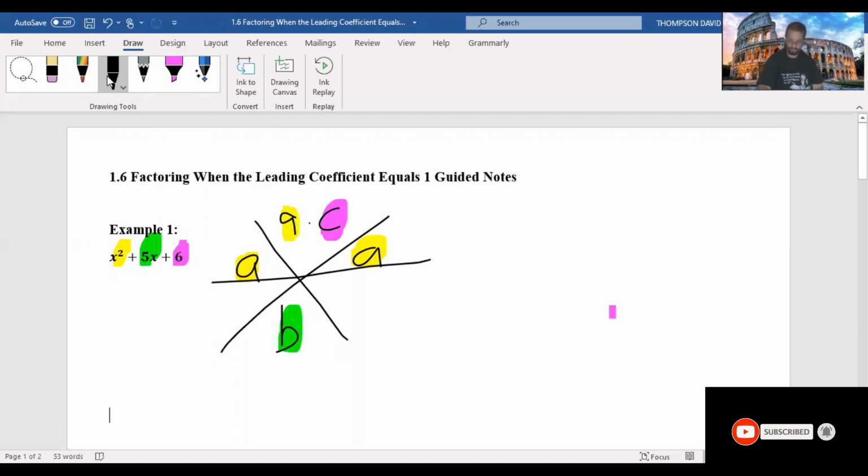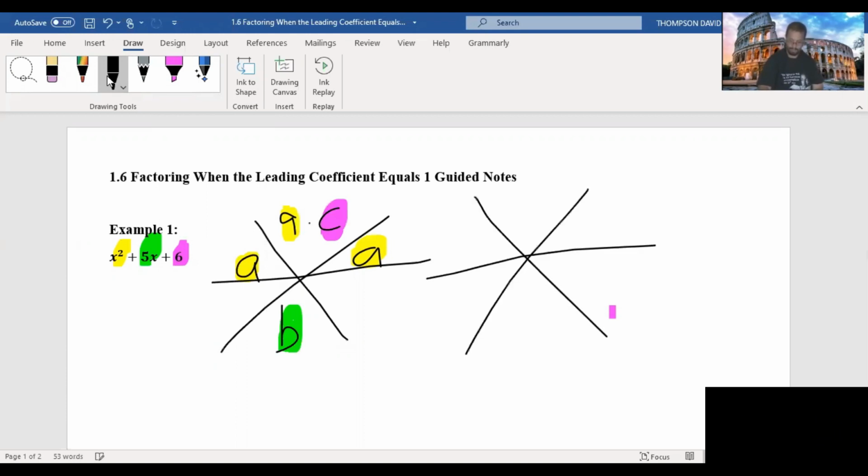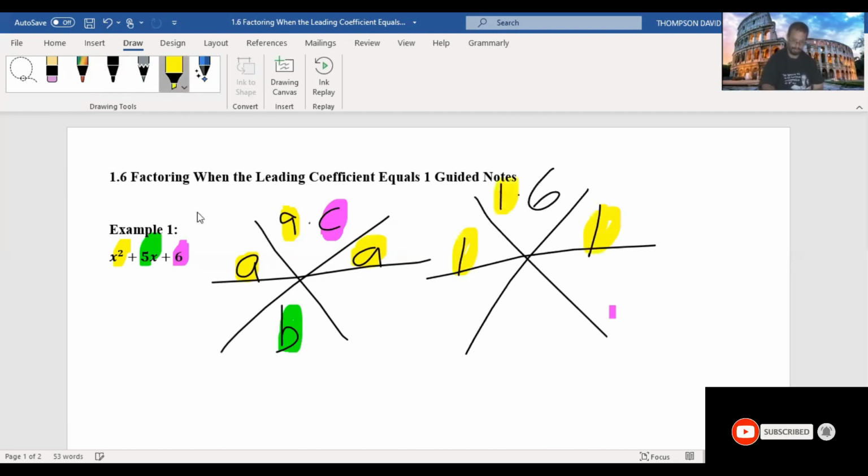So now we're just going to fill everything in. Since there's nothing in front of x squared, that will automatically be a 1. Let's highlight that in yellow. And we have one more 1 to fill in. So that would be 1 times 6. And our 6 would be pink since that's our C term. Then our B term is 5. That goes on the bottom.